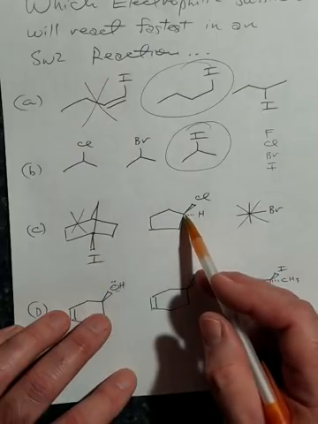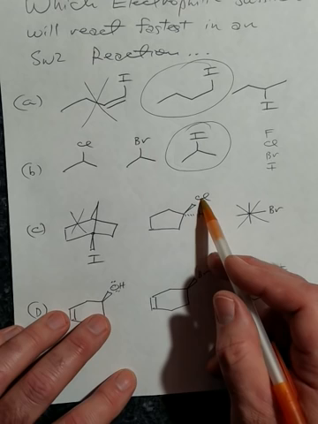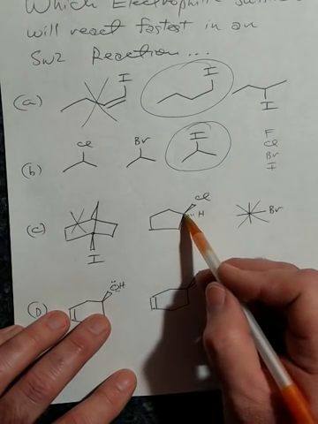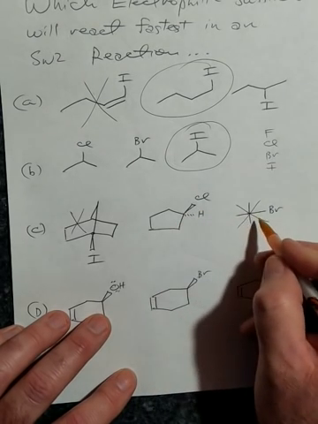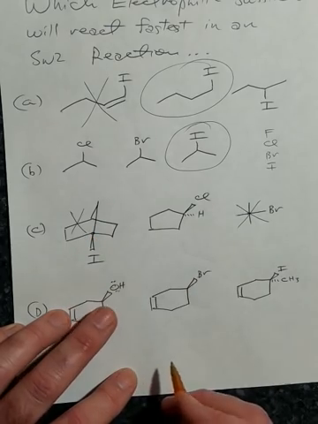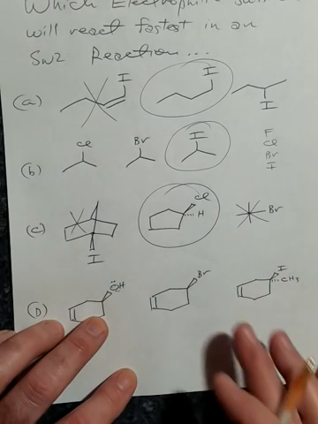The only one that's acceptable is this one. Notice that in this case, the chlorine is not the best leaving group. Iodine and bromine are better leaving groups, but it's the best substrate overall because it's secondary, it's not tertiary, and it's certainly not part of a bridged bicyclic system. So this is a case where you have to weigh a couple different factors.